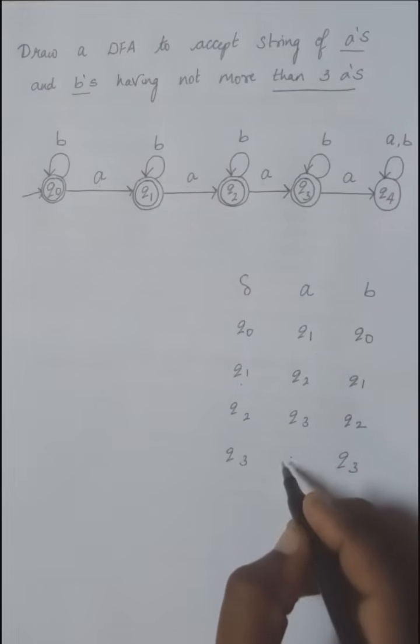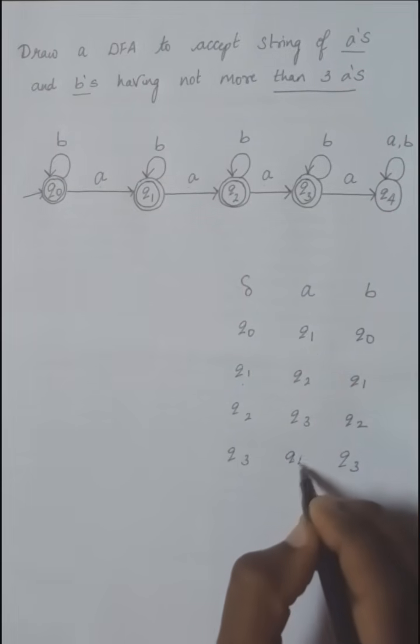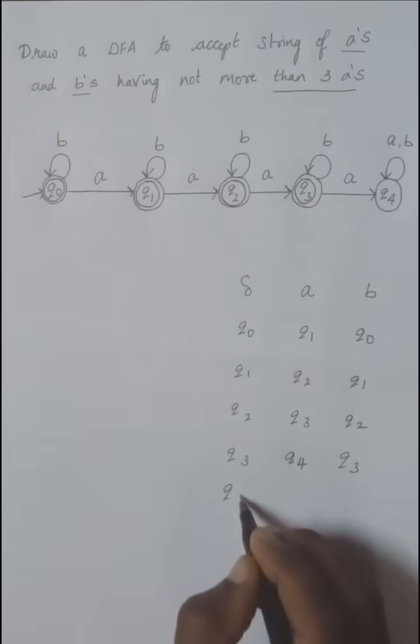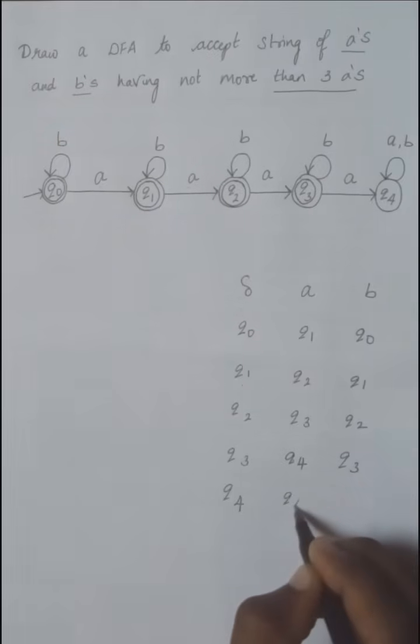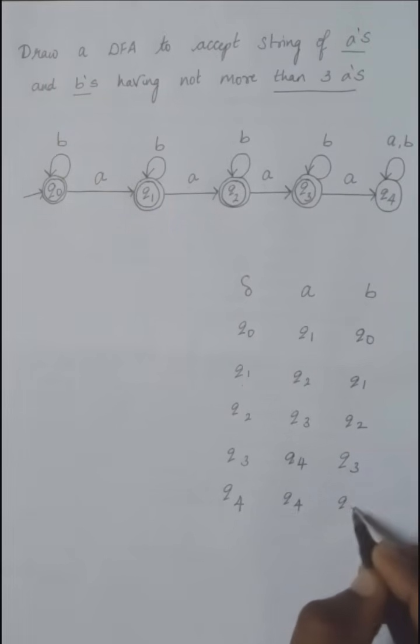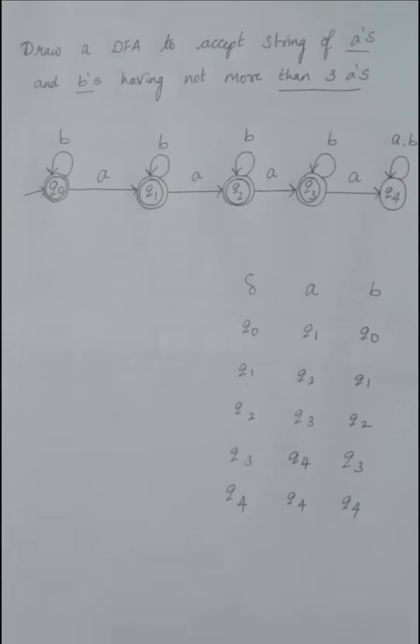Therefore, Q3 on A goes to Q4, and we add the new state Q4: on A it again goes to Q4 itself, and on B it goes to Q4 itself.